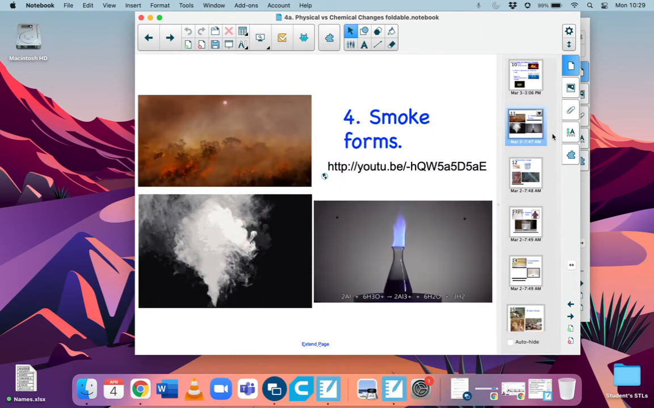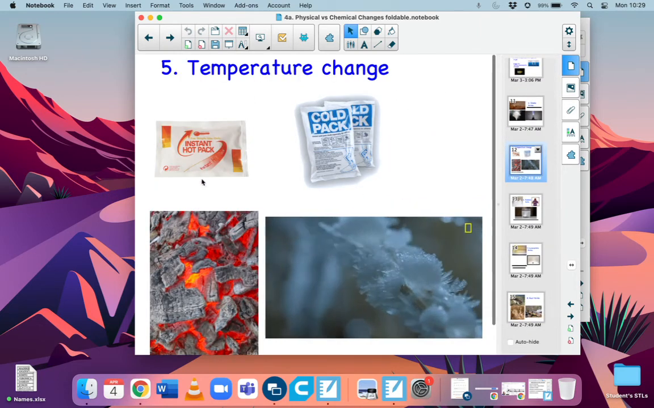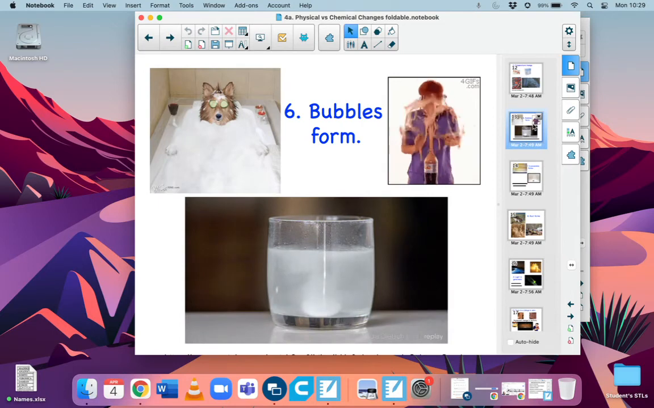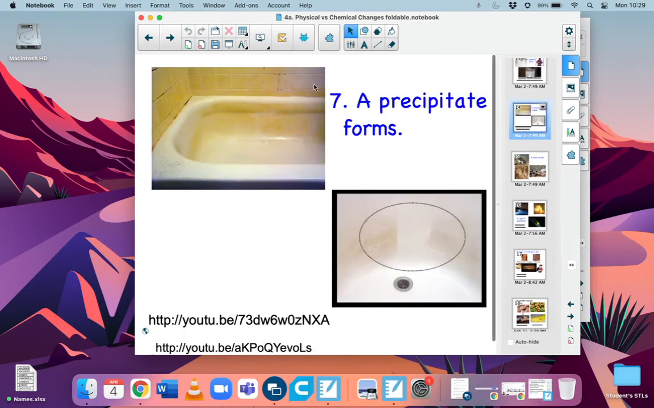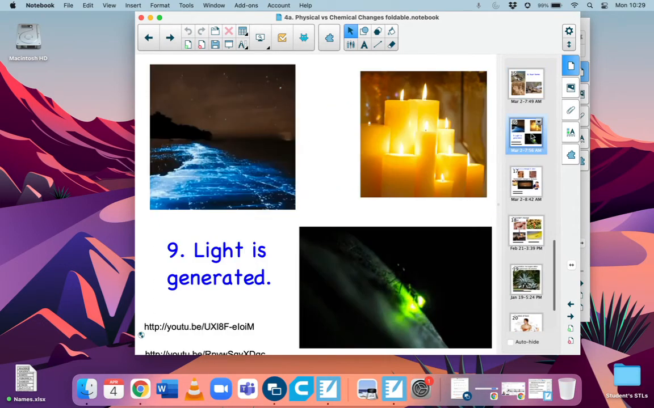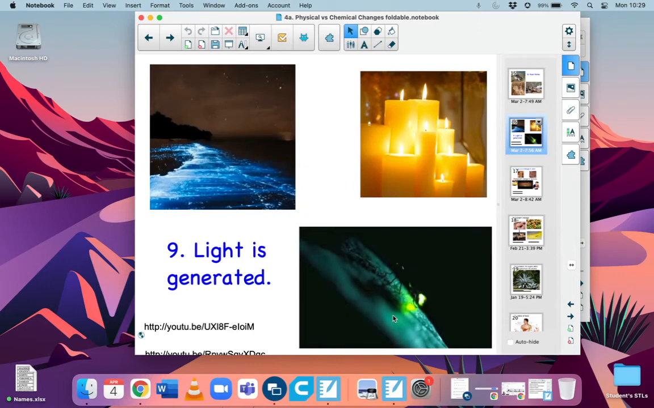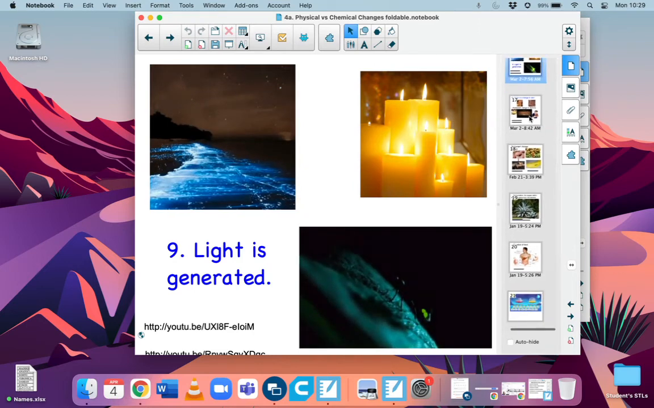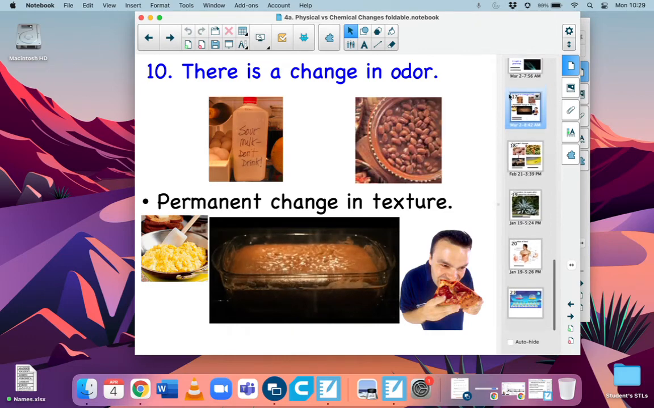Anytime you see smoke forming, or a temperature change like the cold pack or hot pack, those are signs of a chemical change. Bubbles forming, like the Mentos and Coke experiment, that's a sign of a chemical change. A precipitate forming, rust forming. Anytime light is being created, like from the butt of a firefly or from candles burning, those are all signs of a chemical change. Changes in odor, like milk going bad, cake baking.